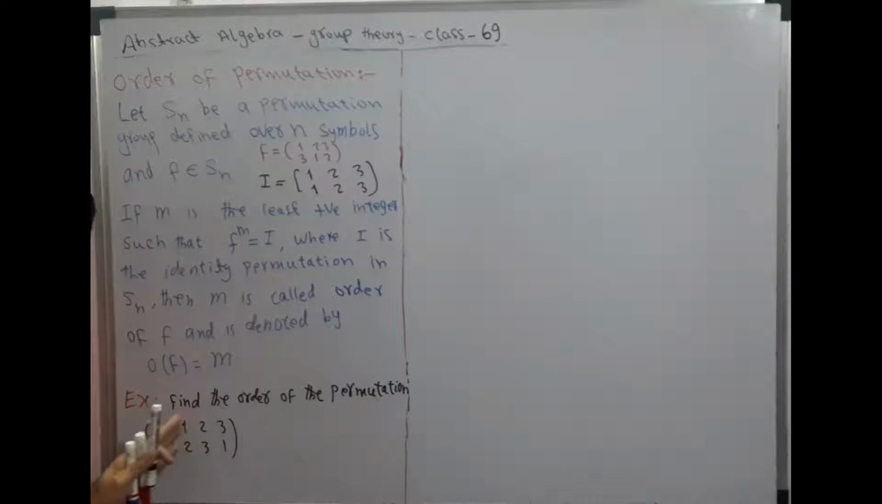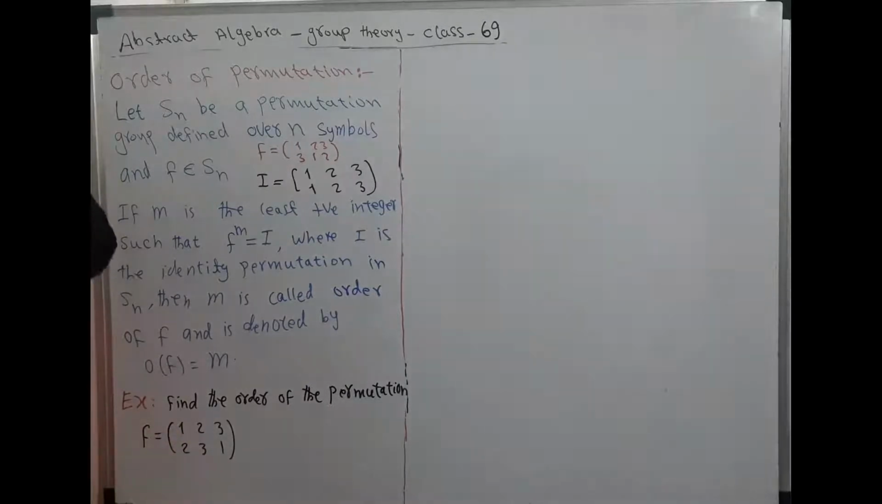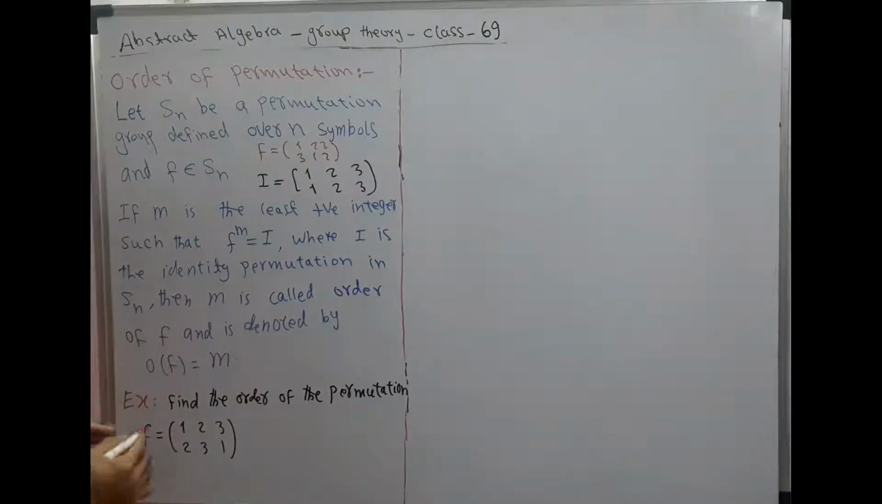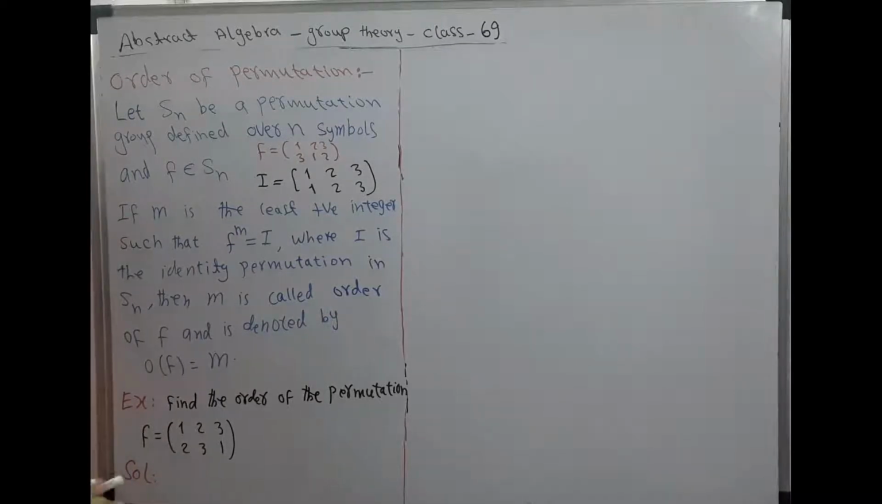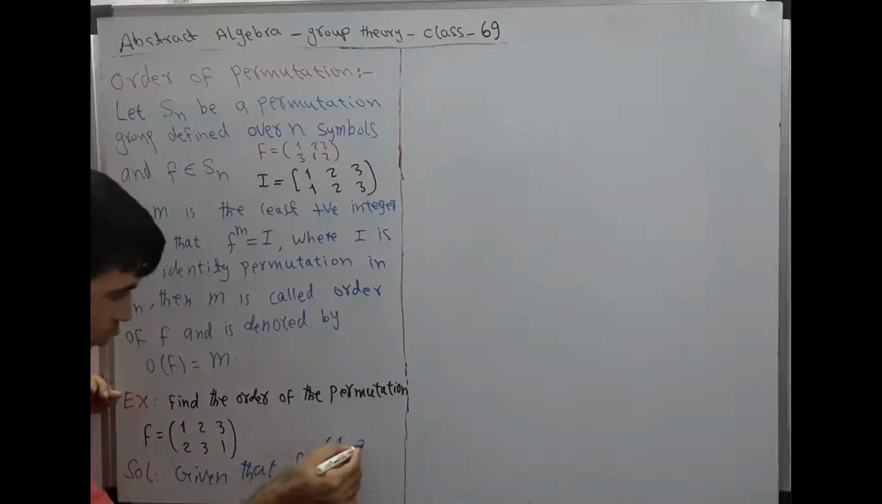We now want to solve this question. Find the order of the permutation f is equal to 1, 2, 3, 2, 3, 1. Image of 1 is 2, image of 2 is 3, image of 3 is 1. First, we want to solve this question. Solution. Given that f is equal to 1, 2, 3, 2, 3, 1.